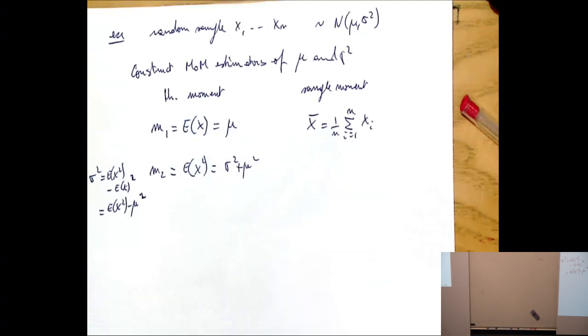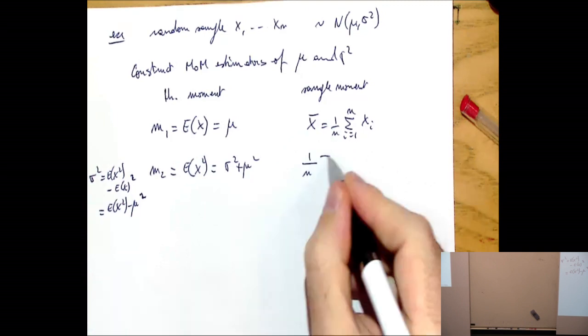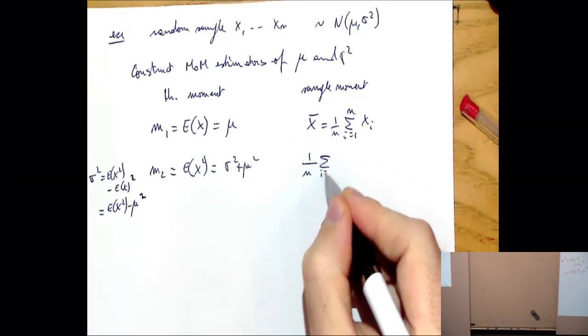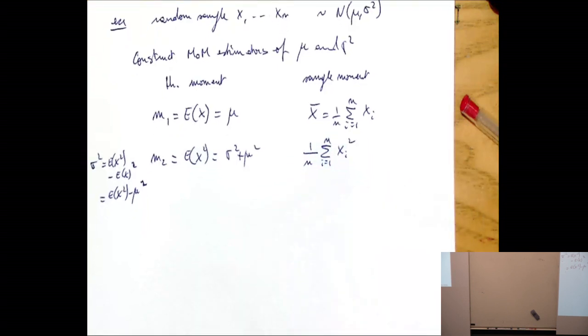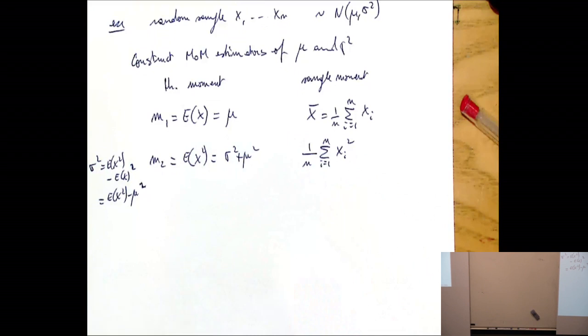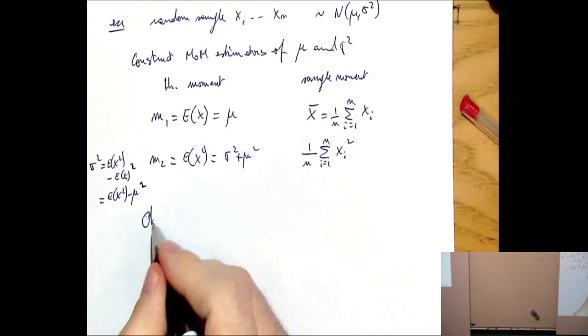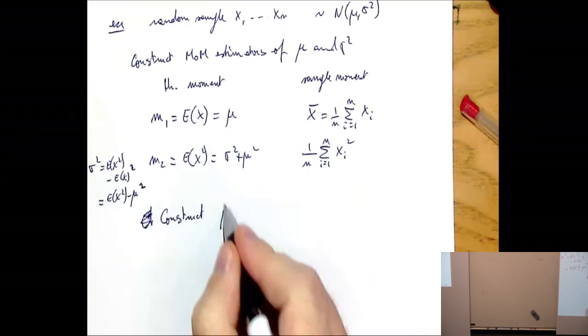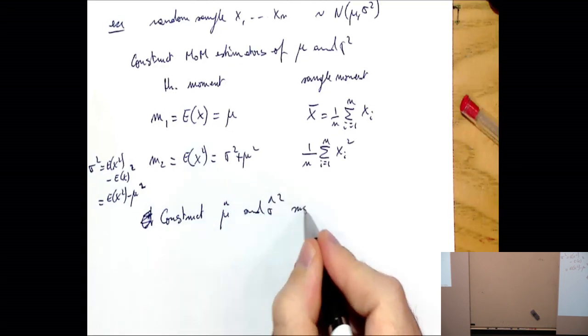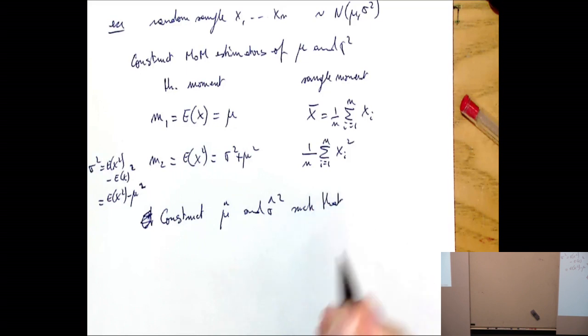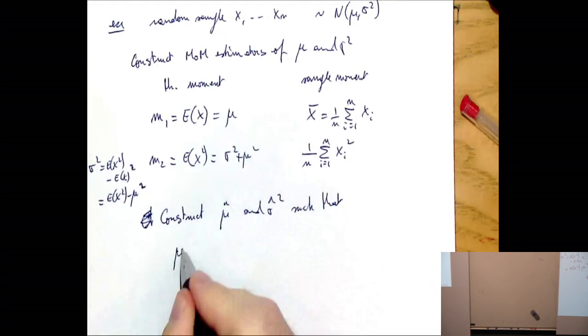And what is our second sample moment here? The second sample moment is 1 over n sum 1 to n of xi squared. Right, so now we can equate them. So choose, or construct, those two estimators such that you equate those two, so you get mu hat essentially equal to the sample mean.